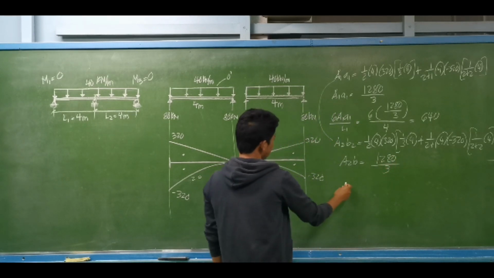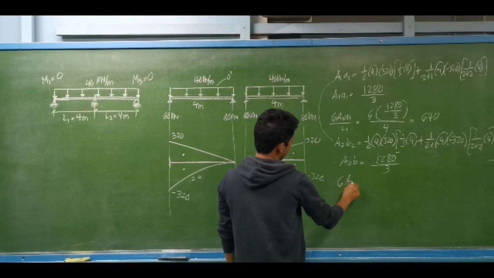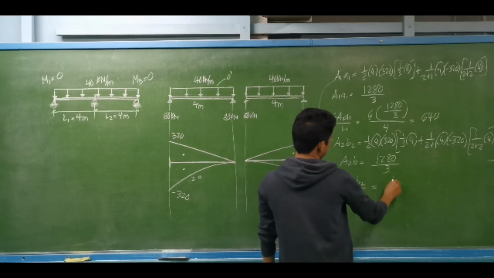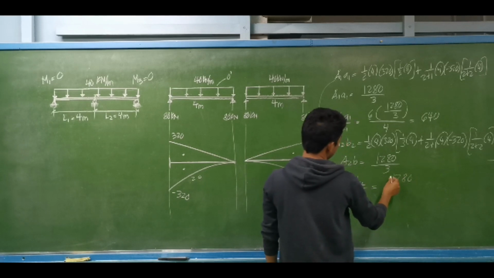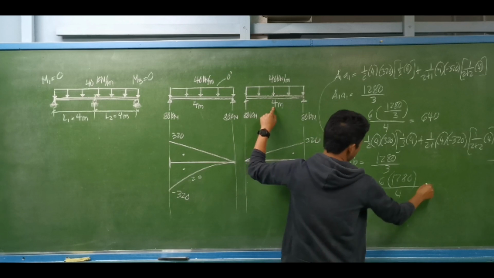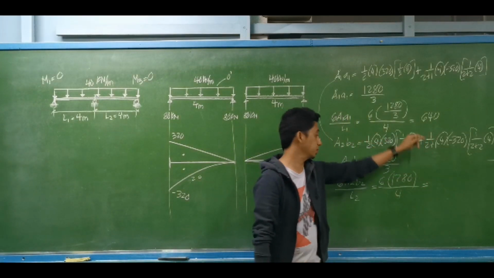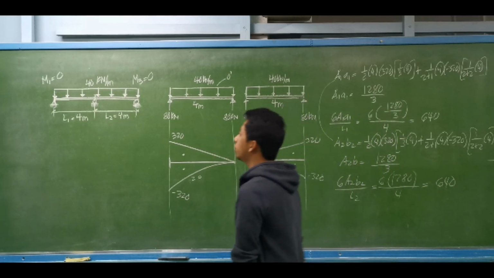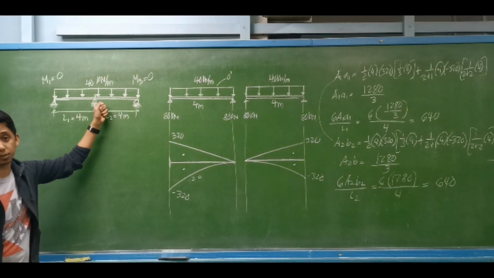Then the value of 6 times A sub 2, B sub 2 divided by L sub 2 is 1,280 multiplied by 6, divided by the same span of 4, the same value of 640. And let us now compute the moment on the middle support.